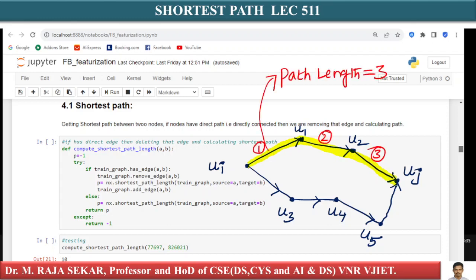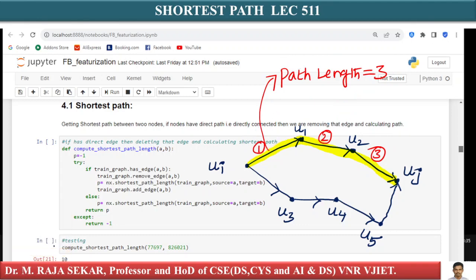Let's assume there are two paths from ui to uj. What is my path length from ui to uj? Just check it out, along this path. Path length is: this is the first edge, second edge, third edge. How many edges are there in total along this path? I have three edges. Therefore, my path length is equal to 3.